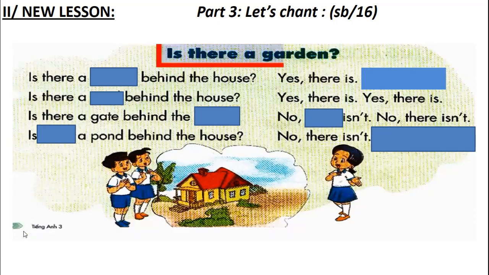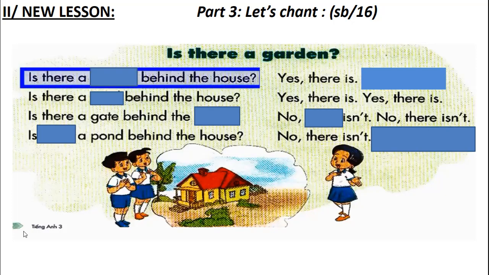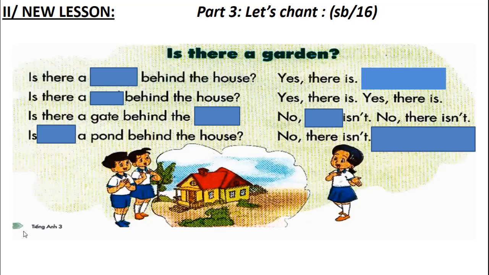Is there a garden? One, two, three, four. Is there a garden behind the house? Yes, there is. Is there a yard behind the house? Yes, there is. Is there a gate behind the house? No, there isn't. Is there a pond behind the house? No, there isn't.